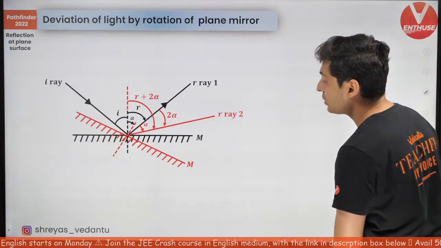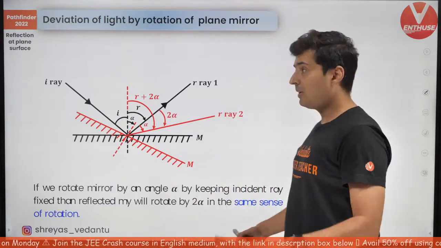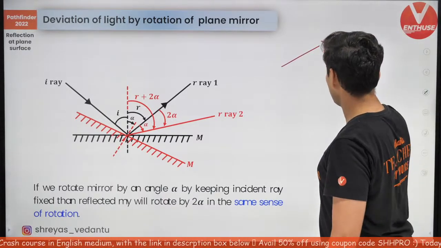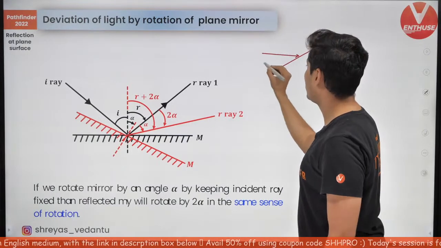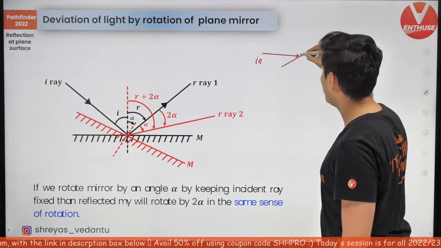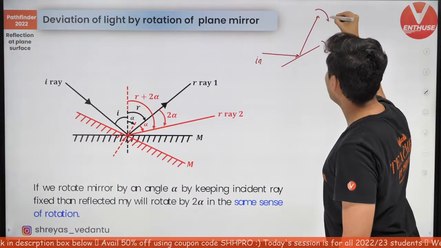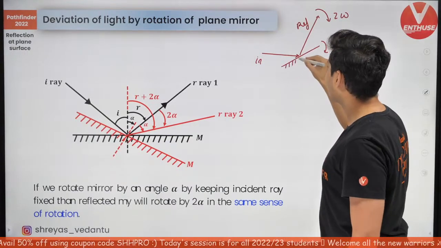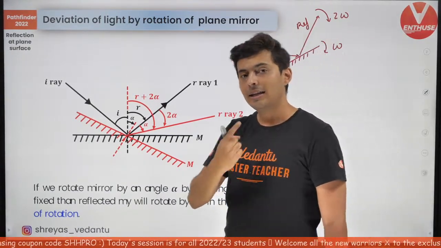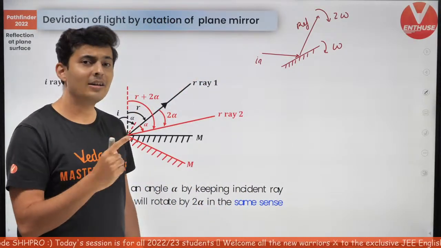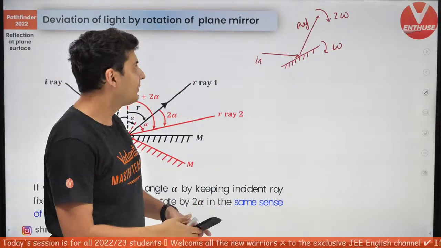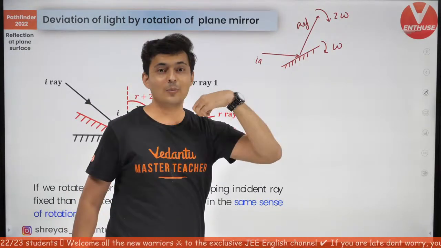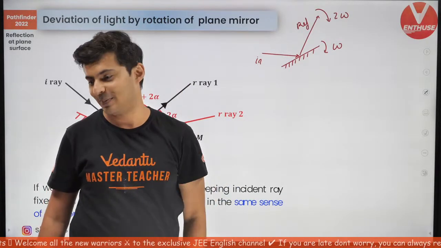That's something which you should also know as a fact. There were questions in JEE where there was a mirror rotating at omega and light was incident on it. The reflected light was rotating at 2 omega. Why? Because if the mirror rotates by theta, then the reflected light will rotate by 2 theta in the same time. So if the angular velocity of the mirror was omega, the angular velocity of the reflected light was 2 omega. These kind of questions have come, my warriors.